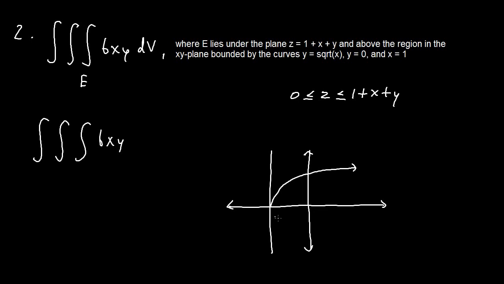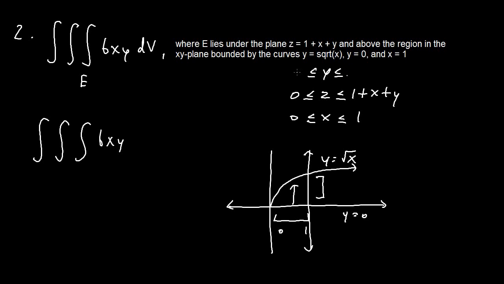Now realize the x values basically range from 0 to 1, so we can say that in an inequality the x bounds are from 0 to 1, and the y bounds, notice it goes from the equation y equals 0 all the way up to the equation y equals square root of x. So those are going to be our y bounds.